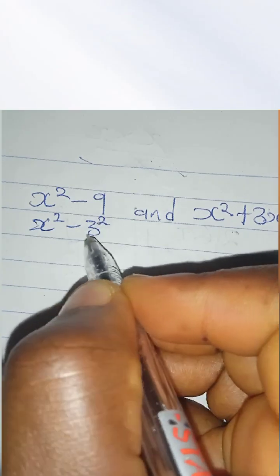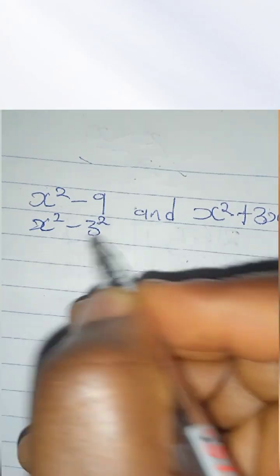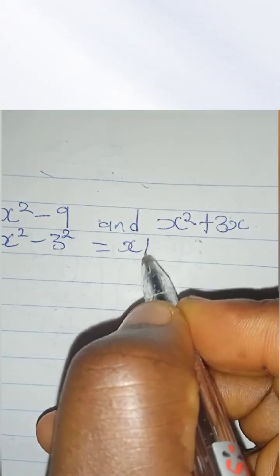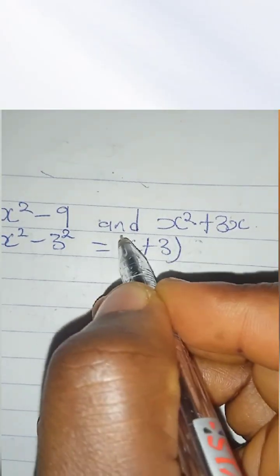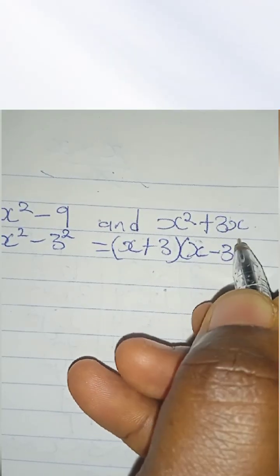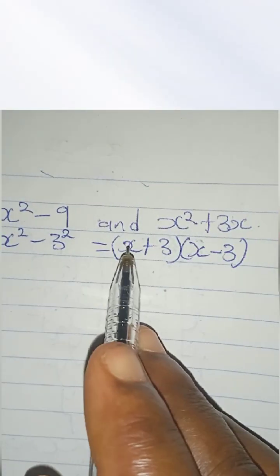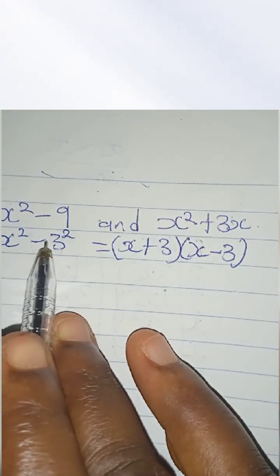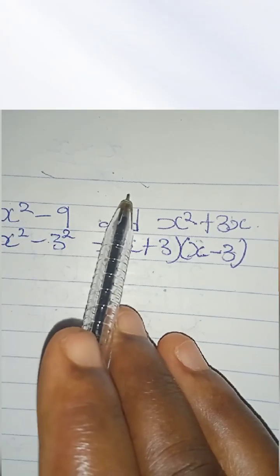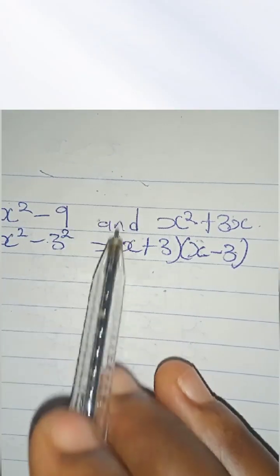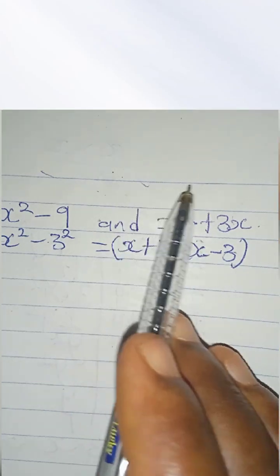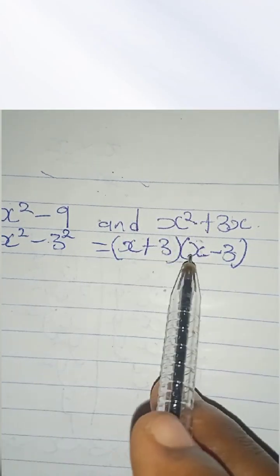The way to factorize it is to write s plus 3 bracket s minus 3. If you multiply and open this bracket, it will give you s squared minus 3 squared. Likewise, s squared minus 16, you know that 16 means 4 squared, so you can write it as s plus 4 bracket s minus 4. So that is how difference of two squares is done.